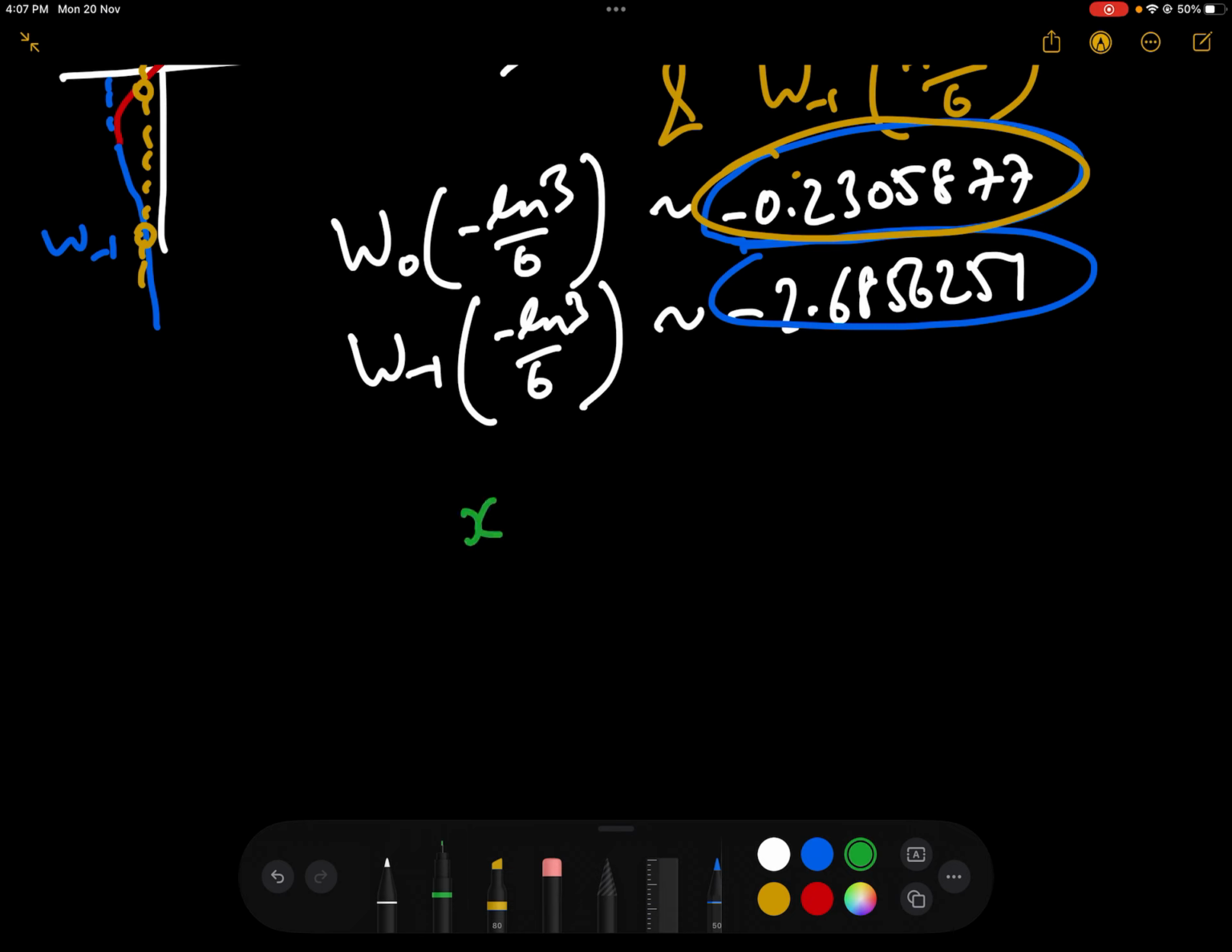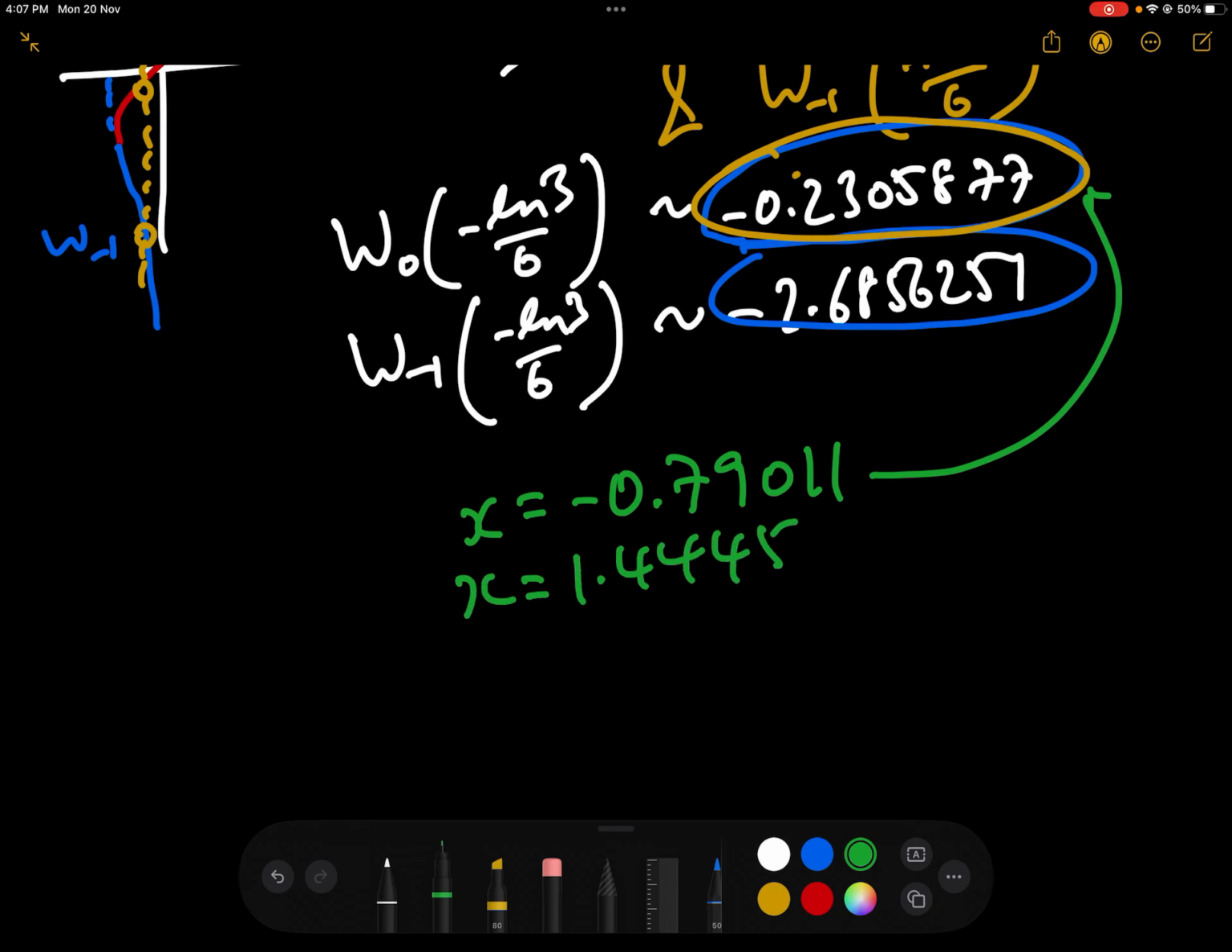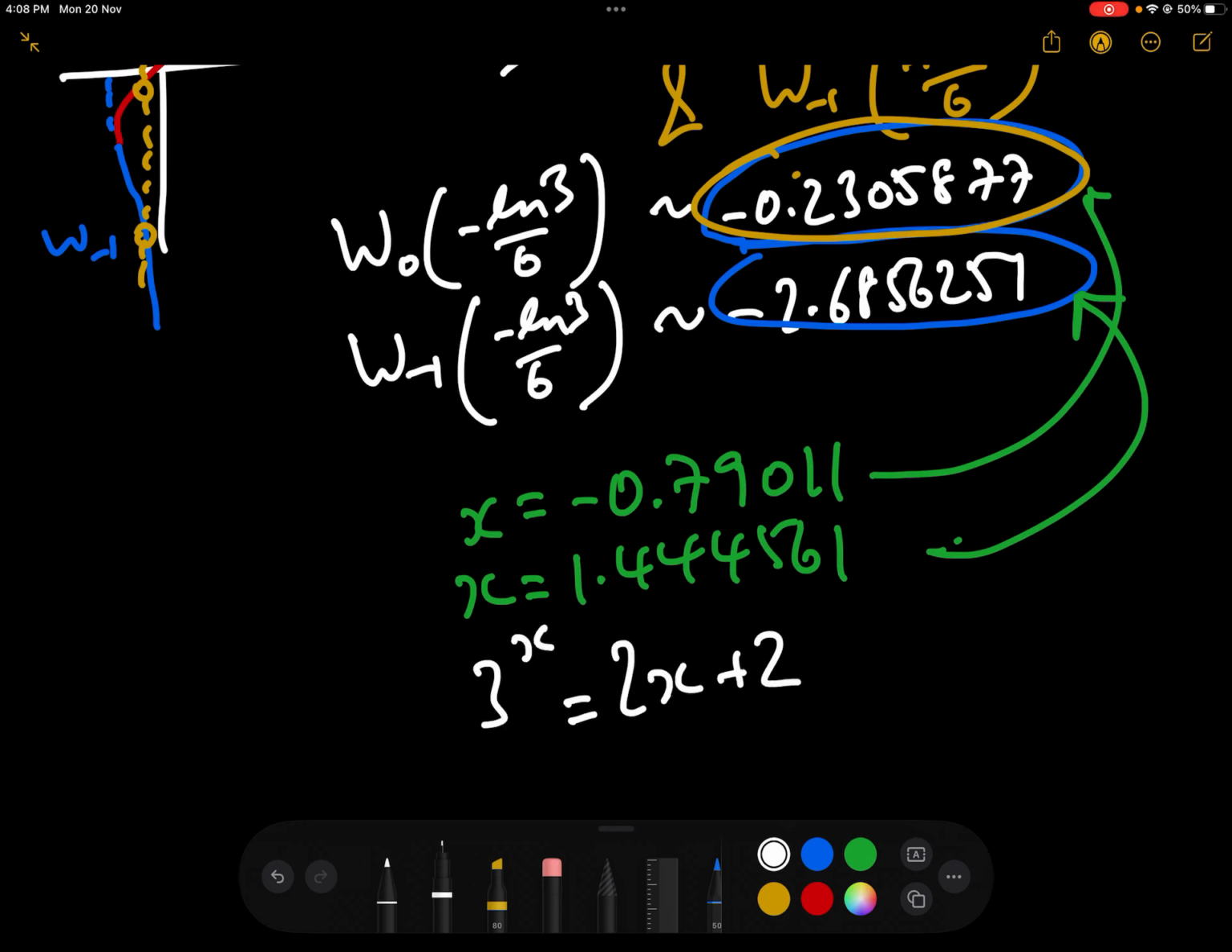And the two values of x that you get out, and you can confirm this on the calculator, are x equals minus 0.79011, which comes from W0, and x equals 1.444561, which comes from W minus 1. Those two values, when you plug them into 3 to the power of x equals 2x plus 2, will confirm that they both work.